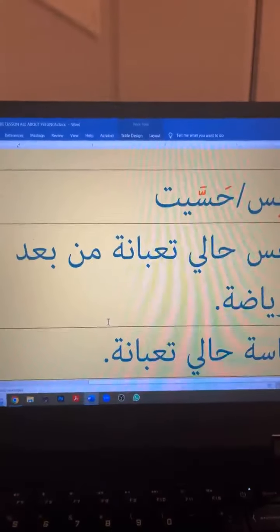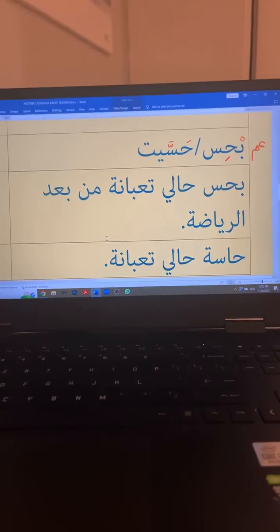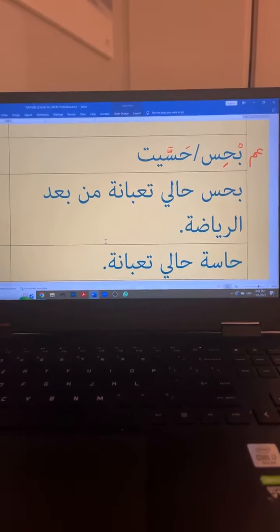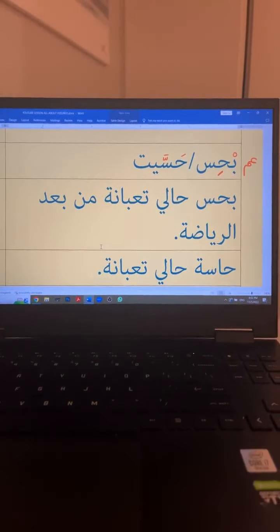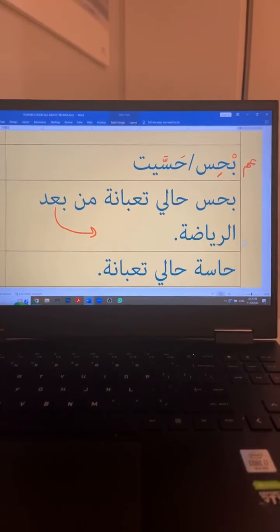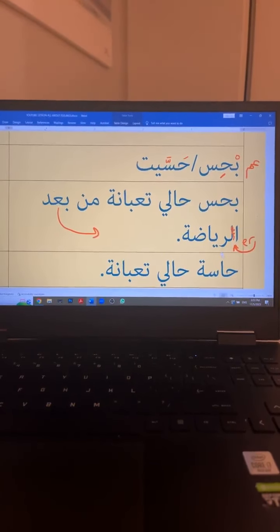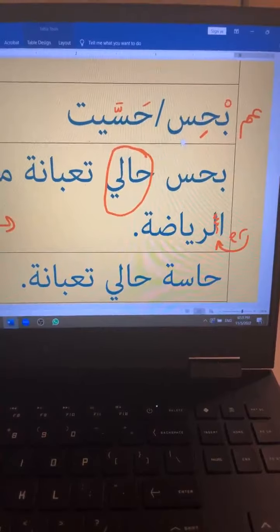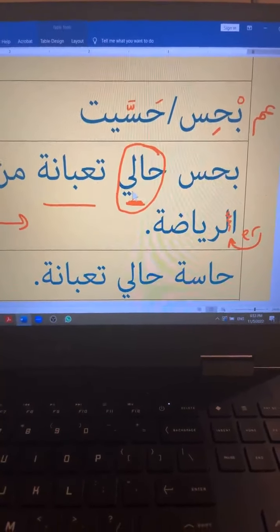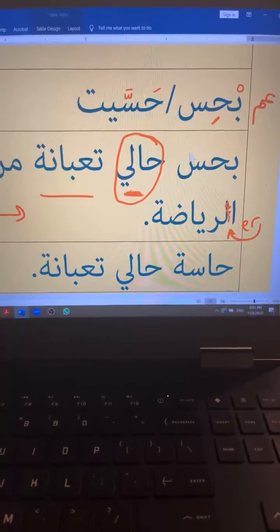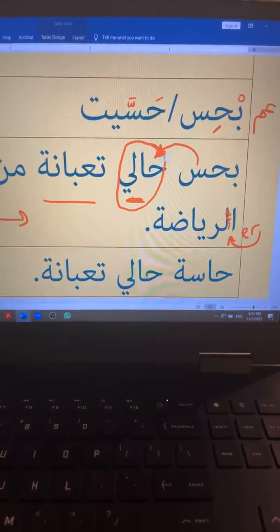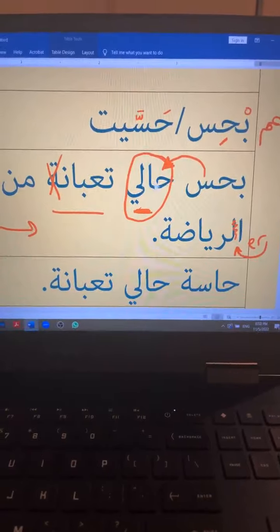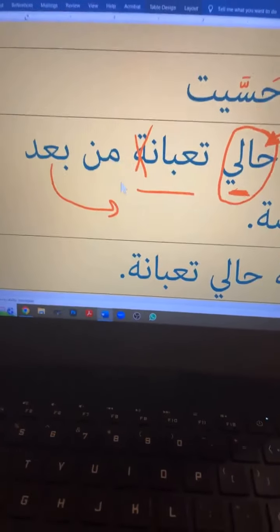Okay, let's give an example. يلا, let's say it out loud together and then write it down as well. بحس حالي تعبانة من بعد الرياضة. With a liaison, I'm gonna say من بعد الرياضة. So the lam here, I'm not pronouncing it. You know what you're saying in Arabic? You're literally saying I feel myself tired, which means I feel tired. So we don't say بحس تعبانة. No, you have to say بحس حالي تعبانة when you're describing your own state. If you're a guy, you're going to say تعبان.